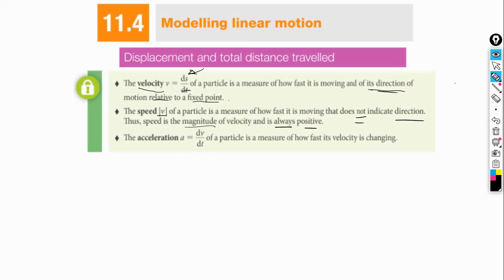Acceleration, as you can see here, is the derivative of velocity with respect to time, and the acceleration of a particle is a measure of how fast its velocity is changing.